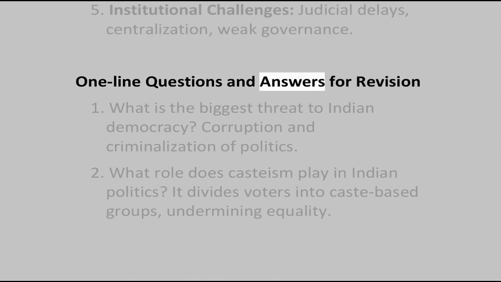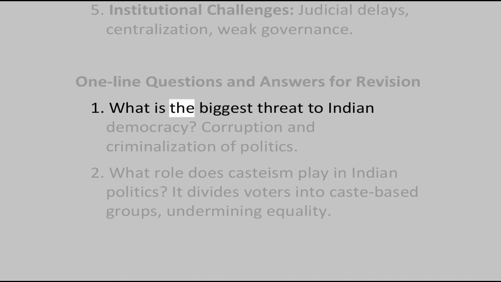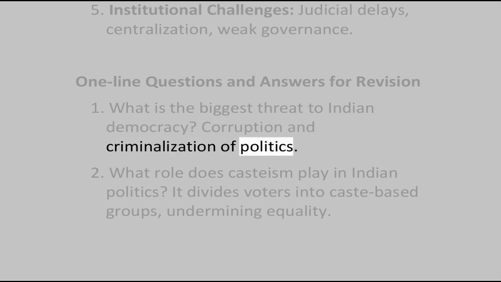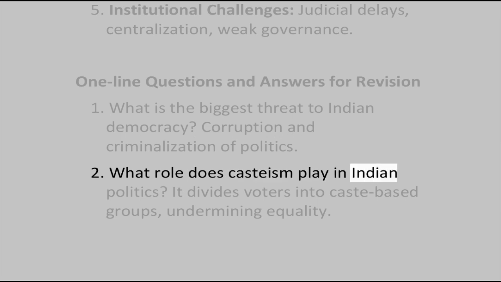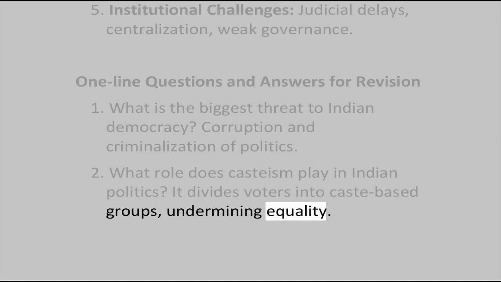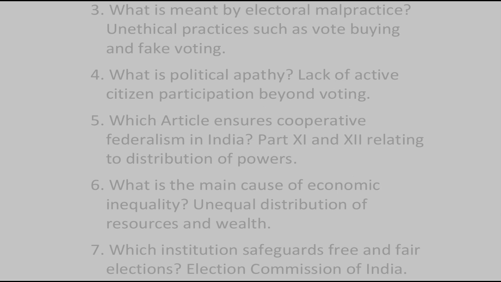One-line questions and answers for revision. 1. What is the biggest threat to Indian democracy? Corruption and criminalization of politics. 2. What role does casteism play in Indian politics? It divides voters into caste-based groups, undermining equality. 3. What is meant by electoral malpractice? Unethical practices such as vote buying and fake voting. 4. What is political apathy? Lack of active citizen participation beyond voting. 5. Which article ensures cooperative federalism in India? Part 11 and 12 relating to distribution of powers.